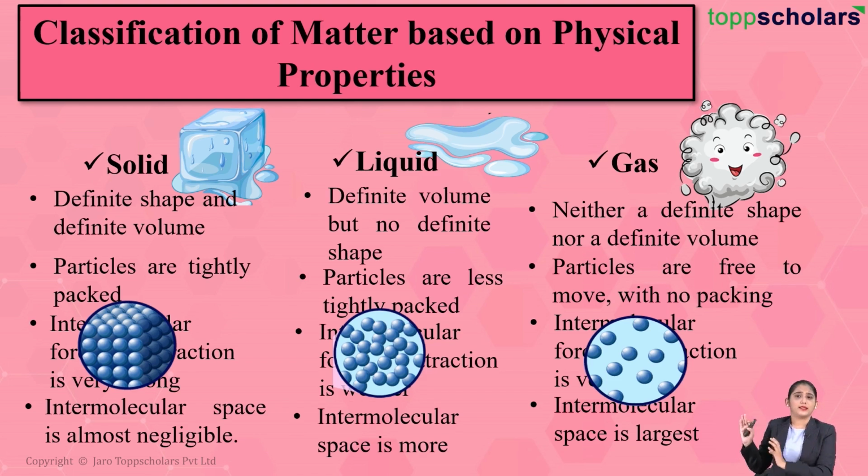Now let's move on to gases. Carefully look at gases. The particles are freely moving here and there. And there is so much space in between, right? Which means that intermolecular space in case of gases is largest as compared to liquids and solids. And that is the reason why the particles of gases are free to move here and there, and therefore gases do not have a definite shape nor a definite volume. Now here we discussed how matter is classified based on the physical properties, right?